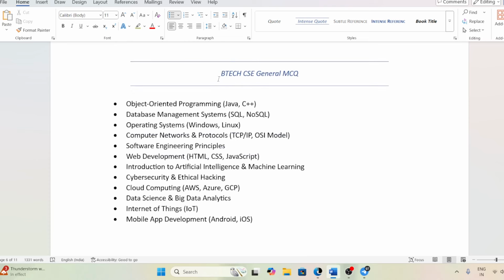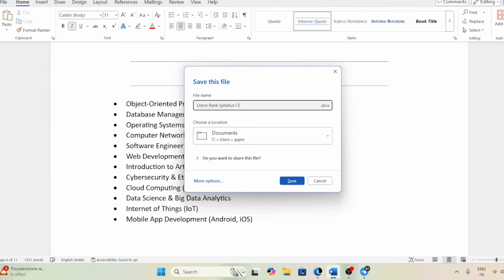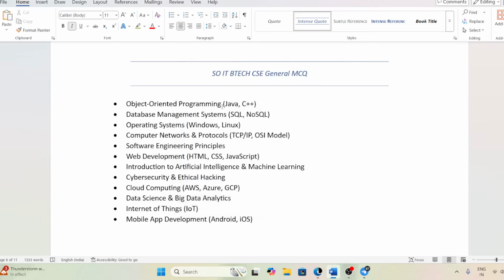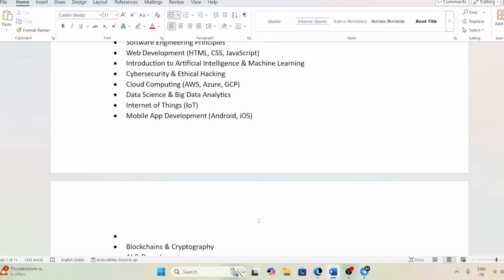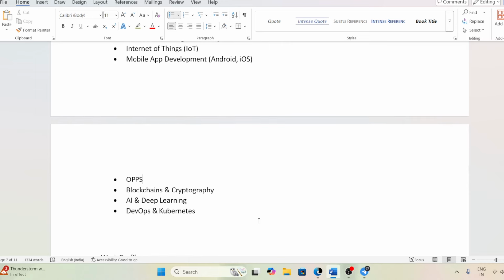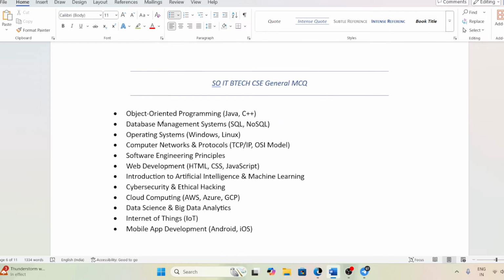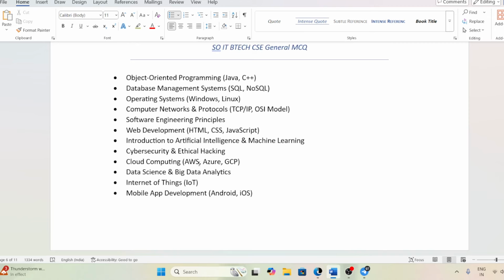Then we have our BTech IT, the SO IT officer. In that, we have object oriented programming, database management system, operating system, computer network protocol, software engineering principles, web development, introduction to AI, cybersecurity, cloud operations, data science, big data, Internet of Things, mobile app development, basic questions of Android, OOPS programming language concepts, blockchain, AI, and DevOps. This is the BTech general syllabus in which the majority of the questions are to be covered.